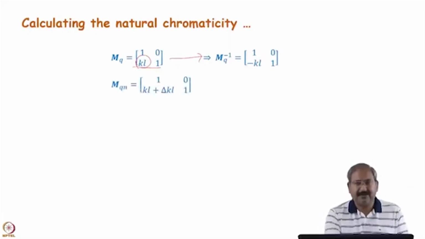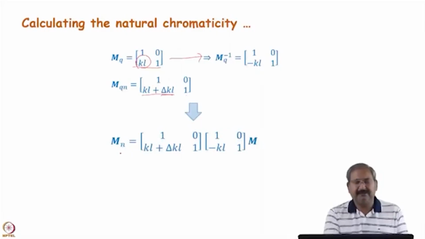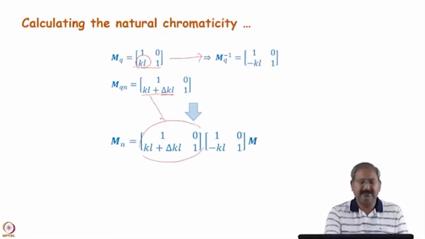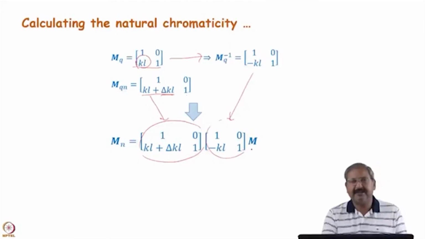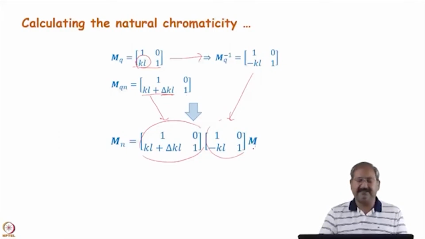Now if the quadrupole strength has been changed, say the change is delta KL, the new matrix of the quadrupole will be 1 0, minus KL plus this change, and 1 here. So we now have the one turn matrix under the changed quadrupole strength. This is the matrix from here, and it is the one turn matrix when there was no strength change, or the quadrupole has the correct strength.